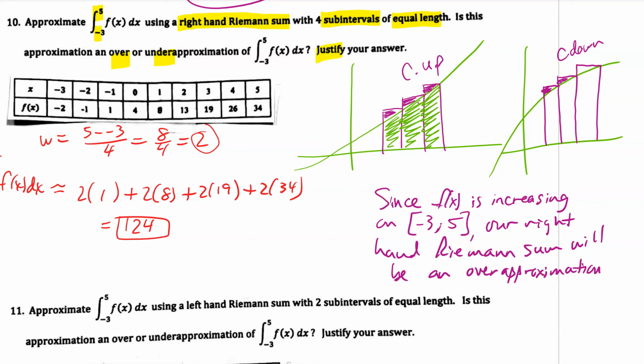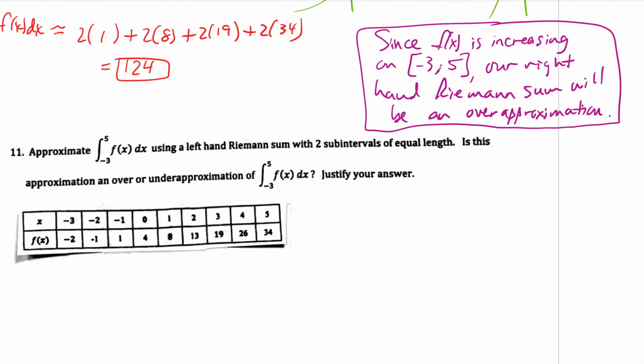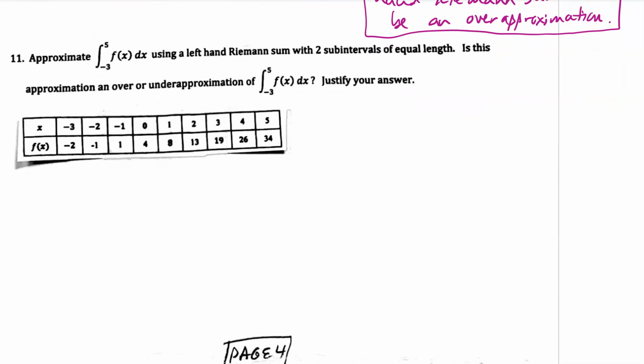And I just like to use their words. I don't get fancy with it. I take their words, I answer the question, and it's really the increasing. So the concave up, concave down, that really has nothing to do with it. It's the fact that it was increasing. Increasing means you're going to be overestimating or over approximating. All right. So moving on to the last one on the page, number 11, very similar.